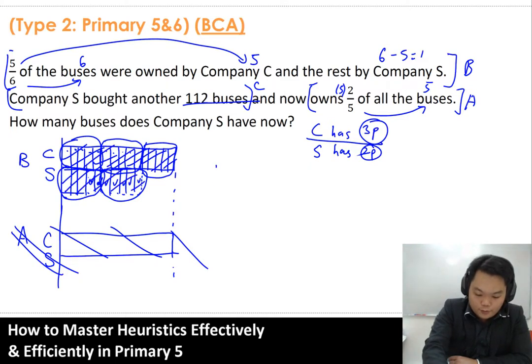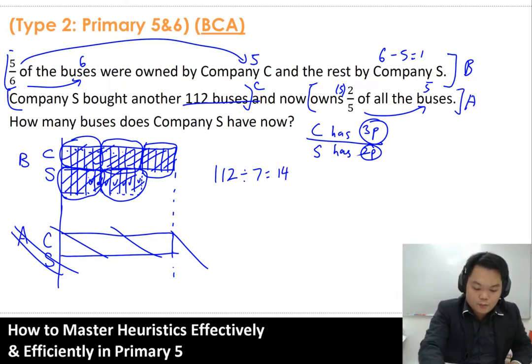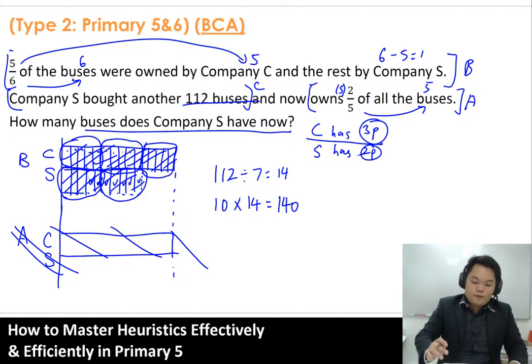Okay, so then 112 divided by 7 would give us 14. How many buses does company S have now? That will be 10 blocks. So that will be 10 times 14. That will give you 140. So the final answer here is 140.